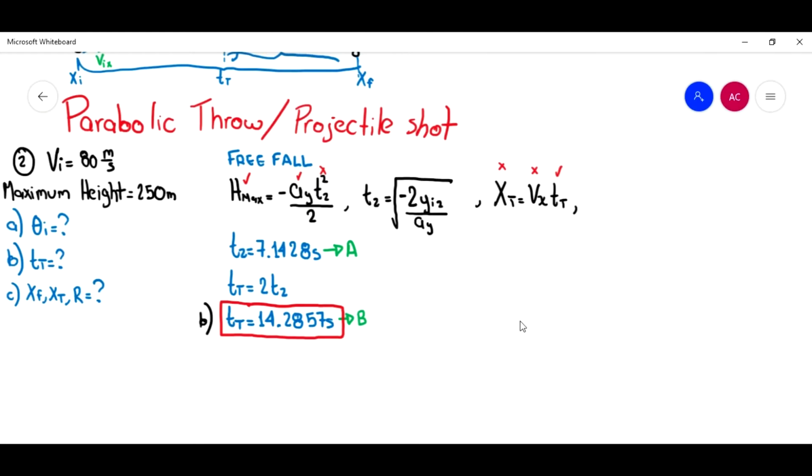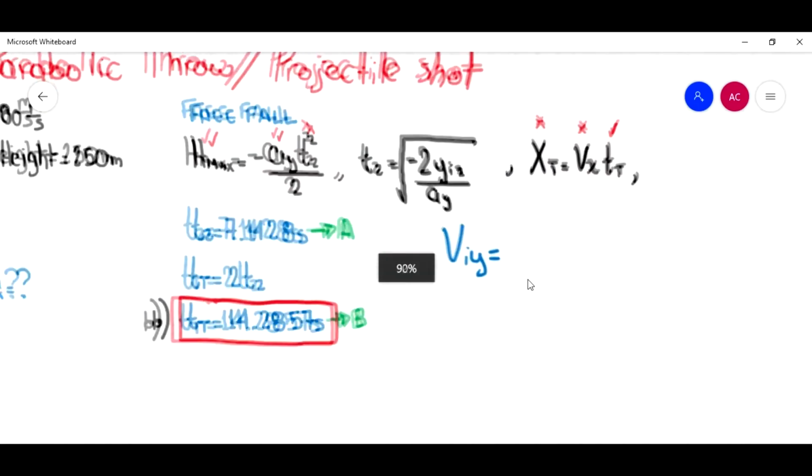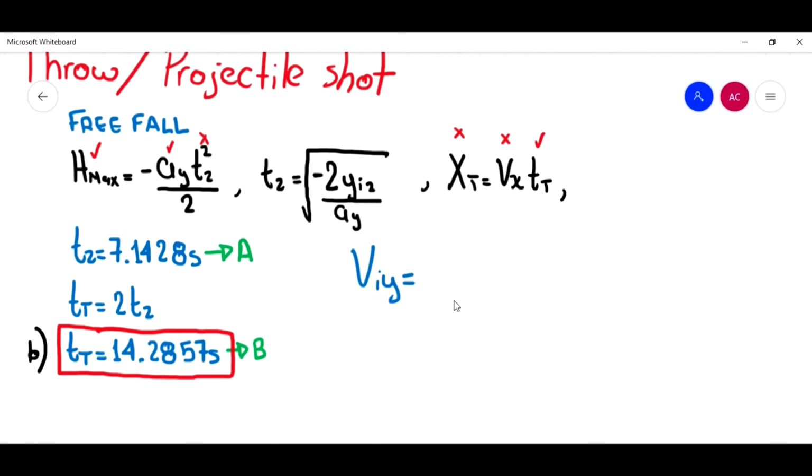I'm gonna do this. Initial velocity in y equals minus acceleration in y that multiplies time 1. And remember that time 1 equals time 2.